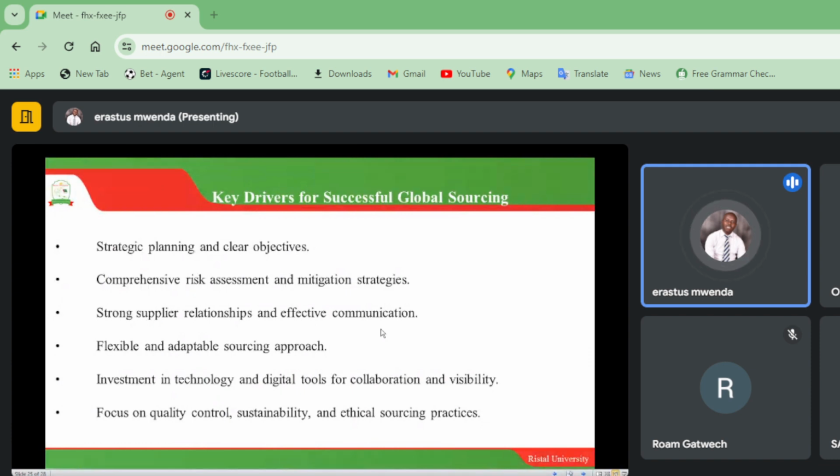The other one is a flexible and adaptable sourcing approach. So you need to look for an approach. When you are talking about flexible, then it means you can make adjustments in the sourcing approach. And also very, very importantly, invest in technology and digital tools that can assist you to do global sourcing.